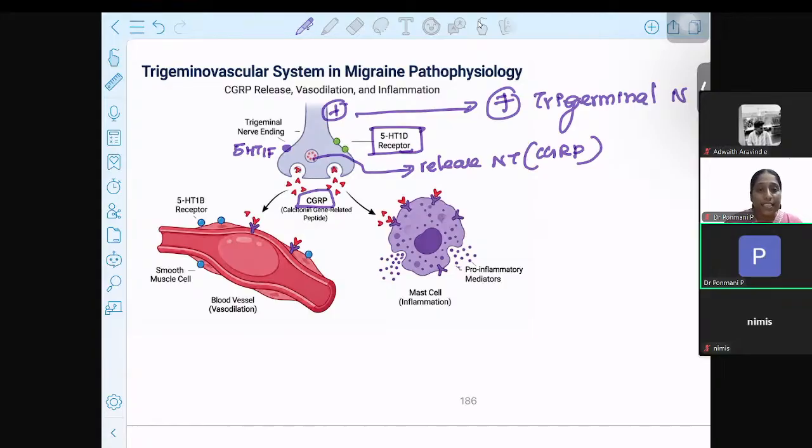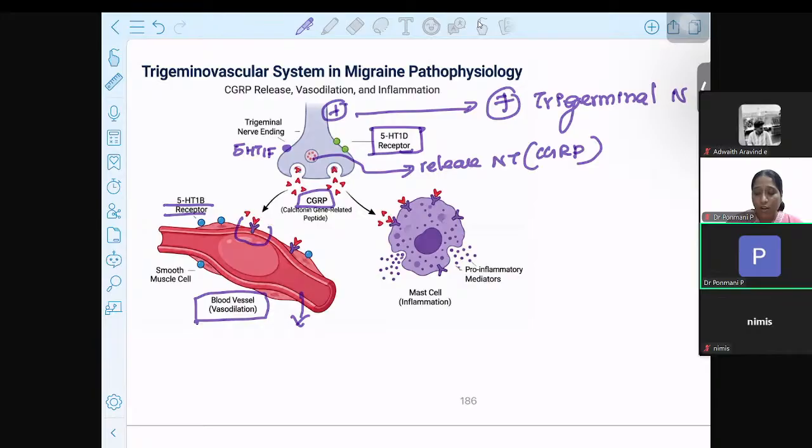And what does the CGRP do? The CGRP goes and binds to the 5-HT1B receptor on the blood vessels, and it causes vasodilation, which is the cause of the headache in migraine. And what else can it do? It can also go and act on the mast cells, and it can also produce inflammation.